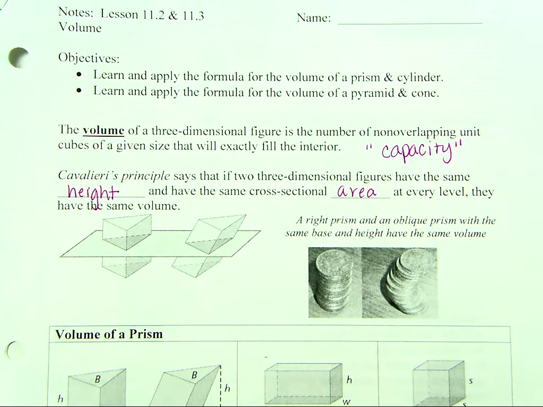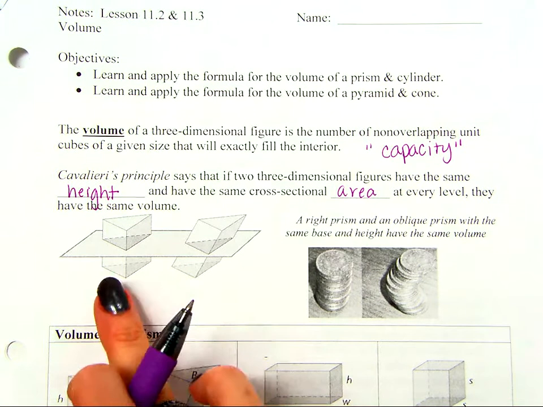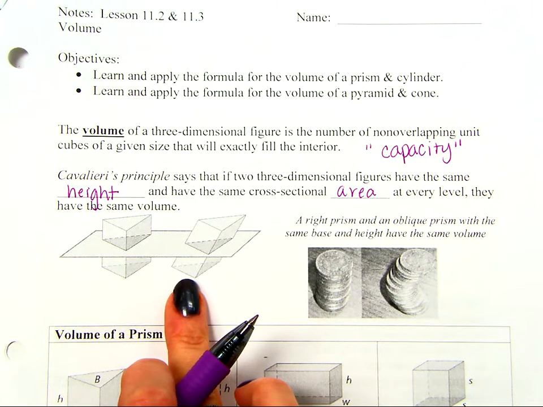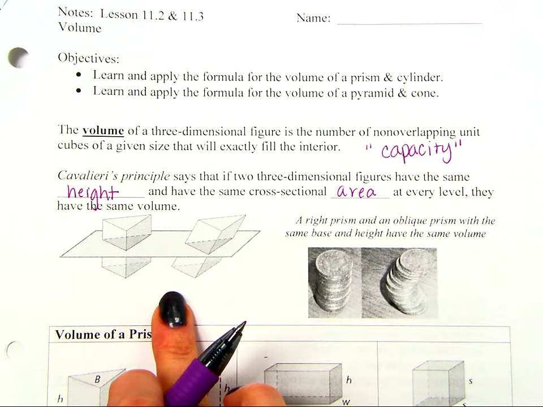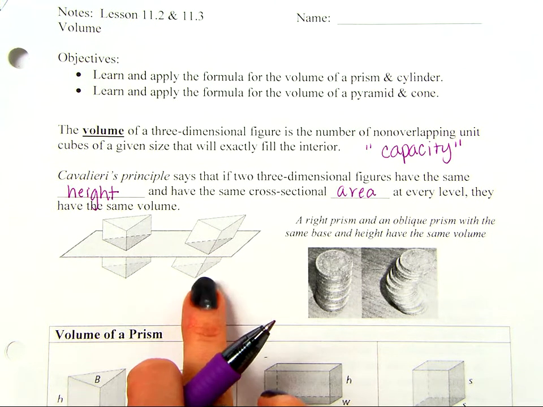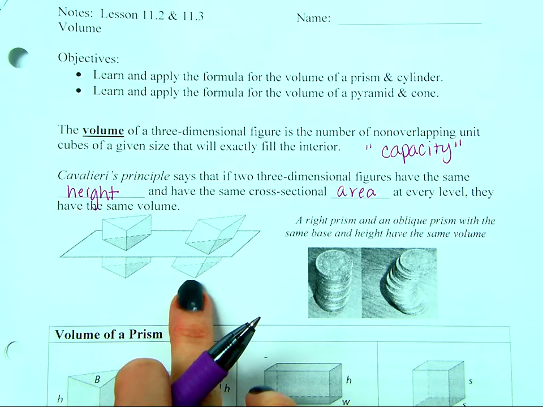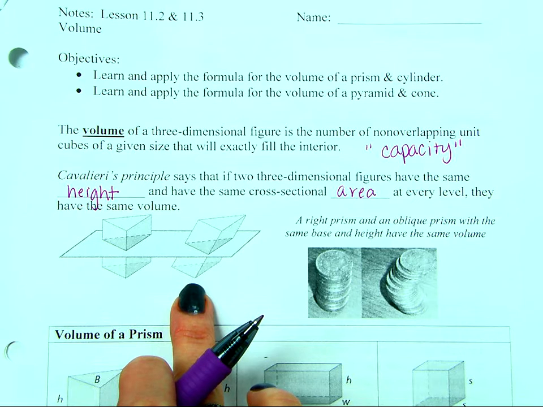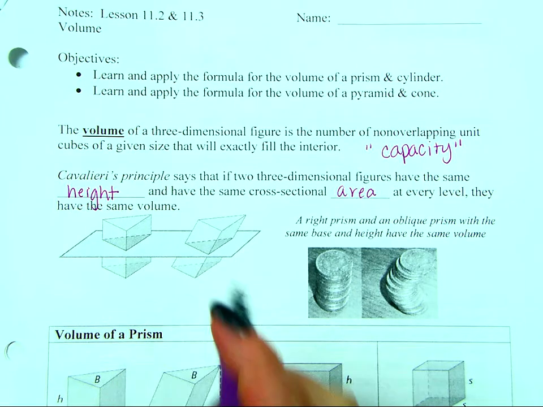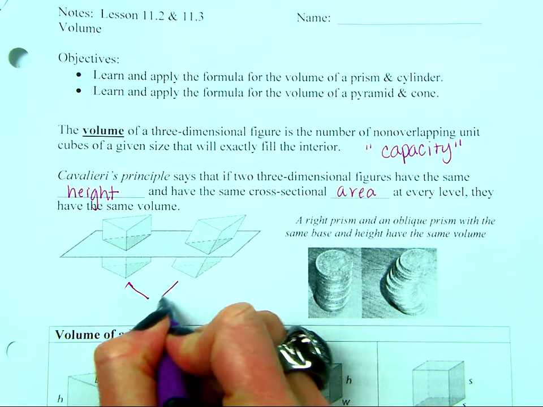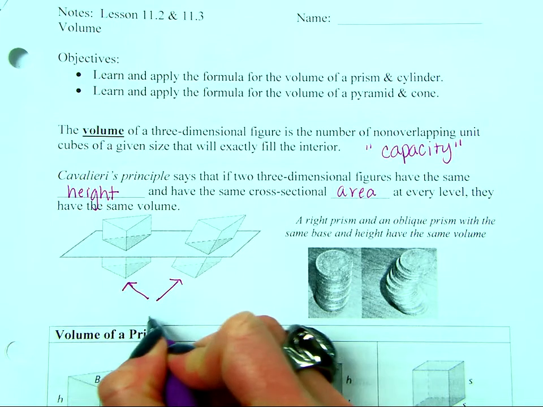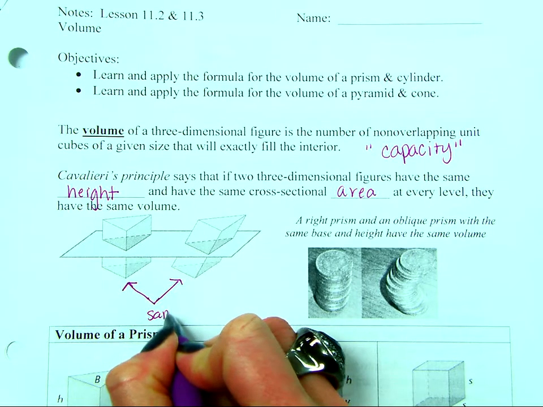When I am given my two prisms here, they have the same height and they have the same cross-sectional area, kind of meaning even if we looked at the bases, they would have the same area. But even though one of them is at a slant, which you may hear called oblique, both of these would have the same volume.